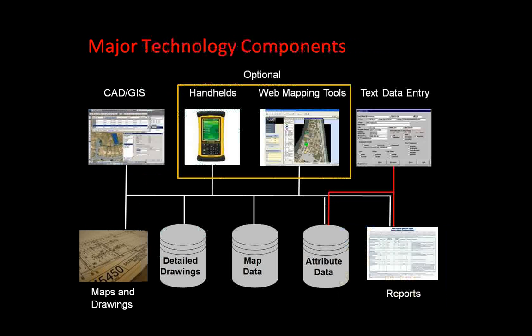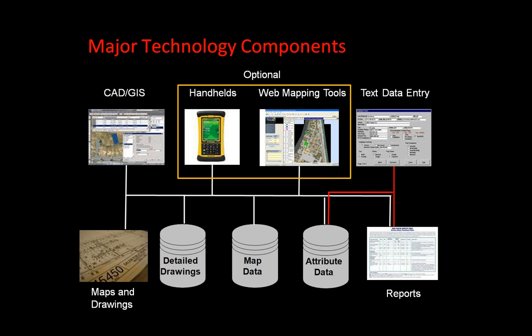Now, the easiest thing for people to get excited about is they go out and buy the hardware right away. And actually, that's one of the last things we want to do. We do want to look at the major components and where you want to go. So as far as the major technology components for this industry are, number one, CAD, GIS.